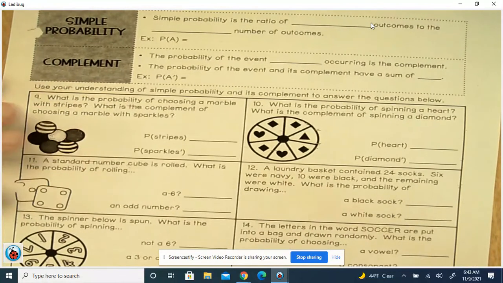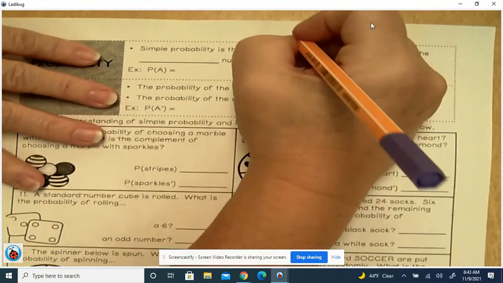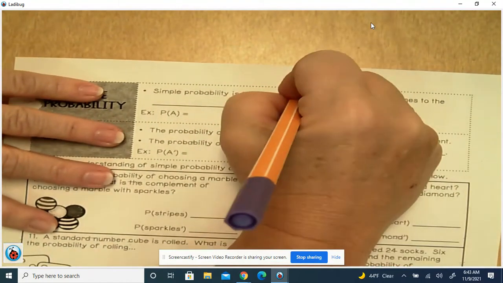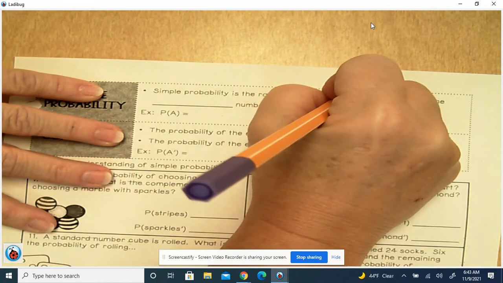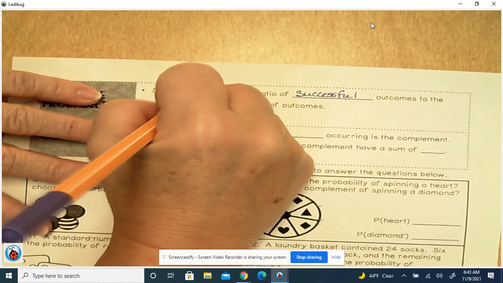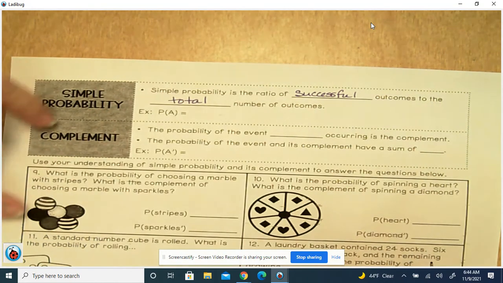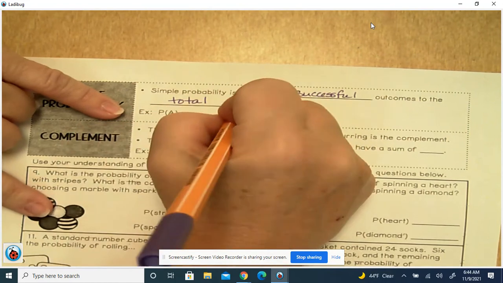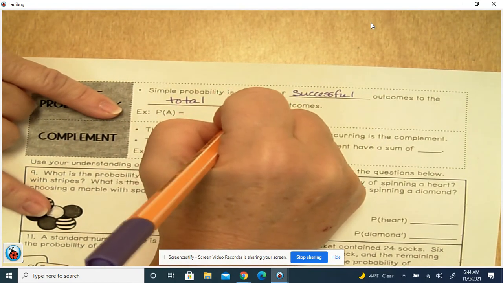Okay. Simple probability. Simple probability is the ratio of successful outcomes to the total number of outcomes. This is what we've worked at in class. So the probability of A, you've got the number of A's on top over the total outcomes.